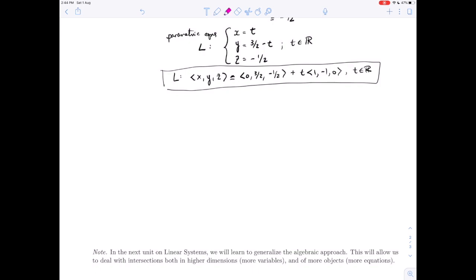So in your next unit on linear systems, you're going to generalize this method too. You're going to generalize the algebraic approach. And that will let us deal with intersections both in higher dimensions, meaning with more variables, not just x, y, z, but any number of variables, and more equations, not just 2 like we did here, but any number of equations.